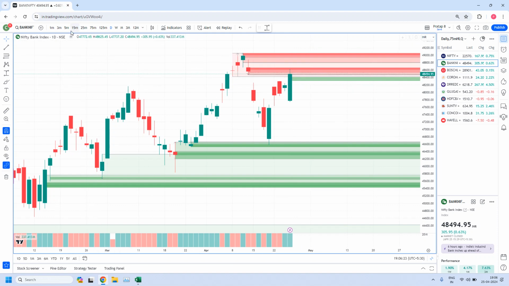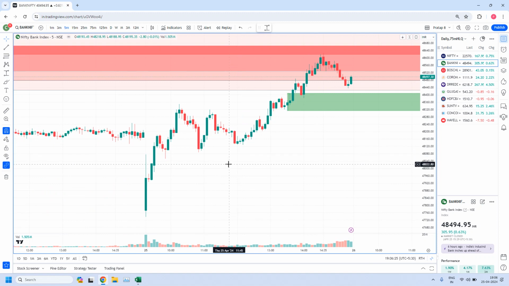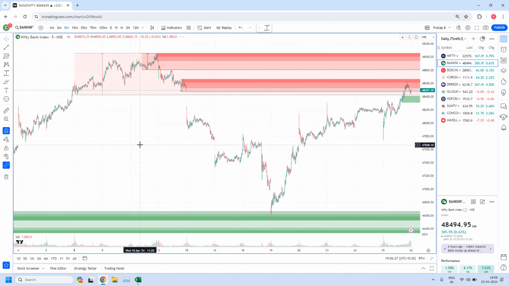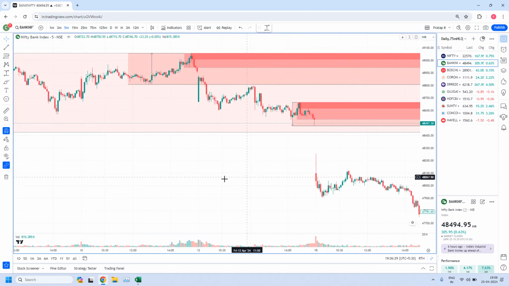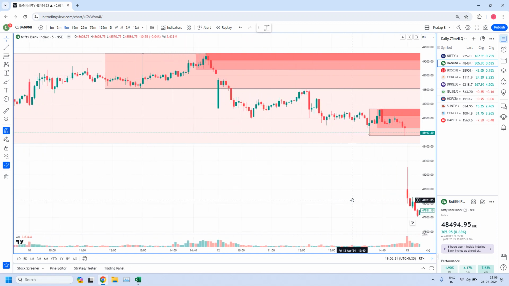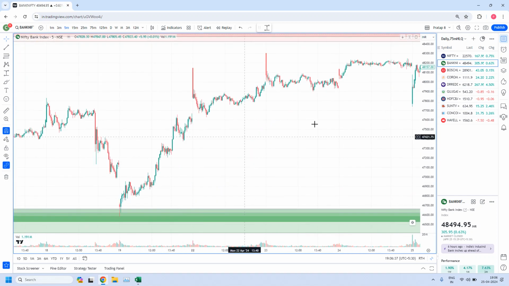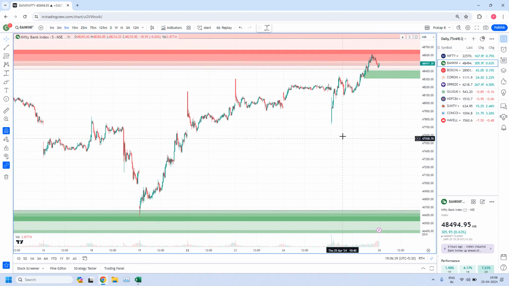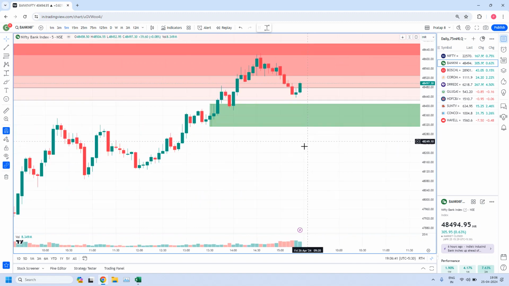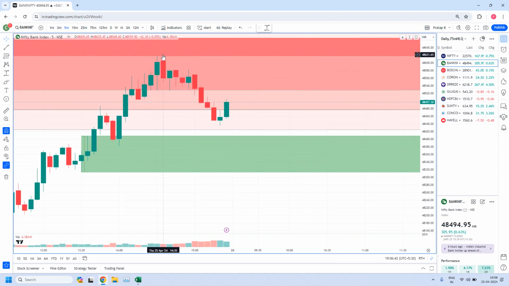So I'm directly getting into the 5 minutes time frame. This is what we fine-tuned in today's morning video. This is one fine-tuned area. This is another fine-tuned 5 minutes area. See what happened today? During the last 1 hour of the trading session, prices entered and gave an entry here.